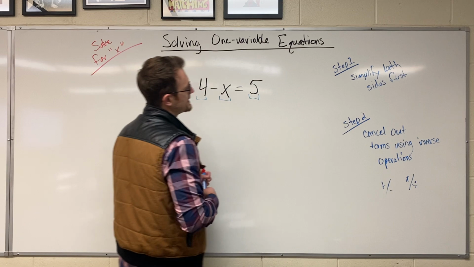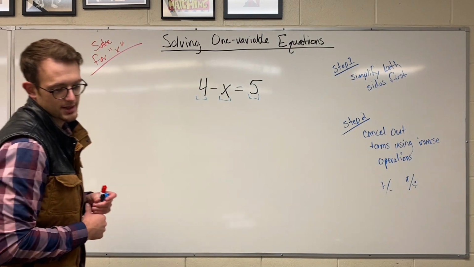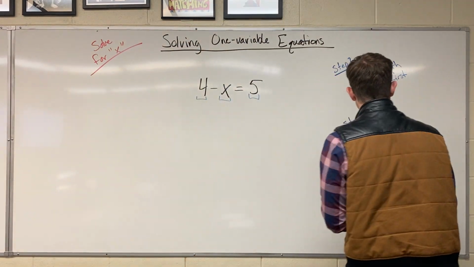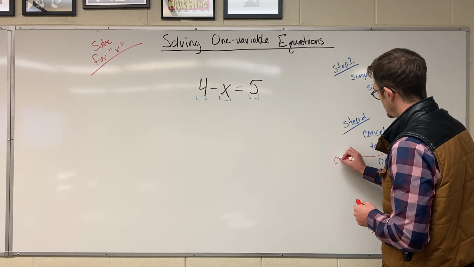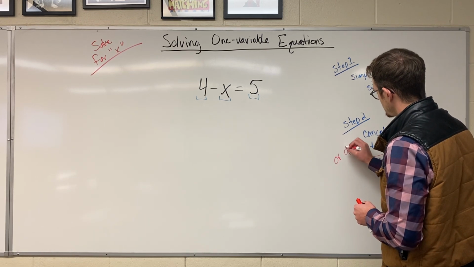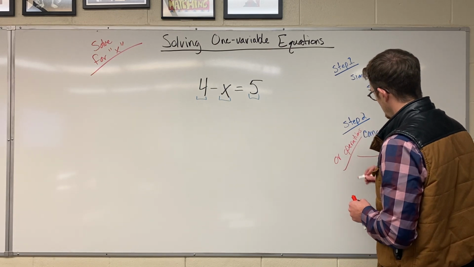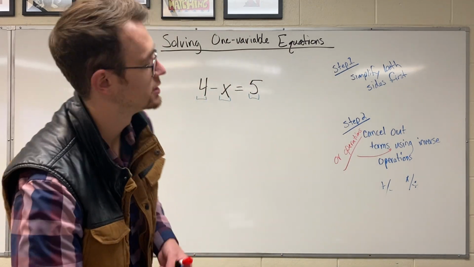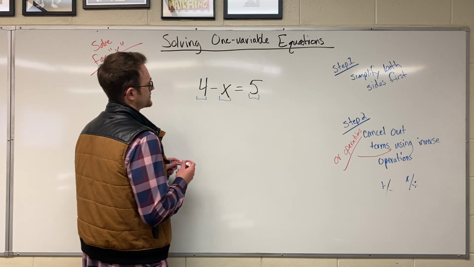Step 2, begin to cancel out terms. I should say not just terms, it should be terms or operations. Right, that last one we had to cancel out multiplication, not the term, until we get x by itself. So I want x by itself.